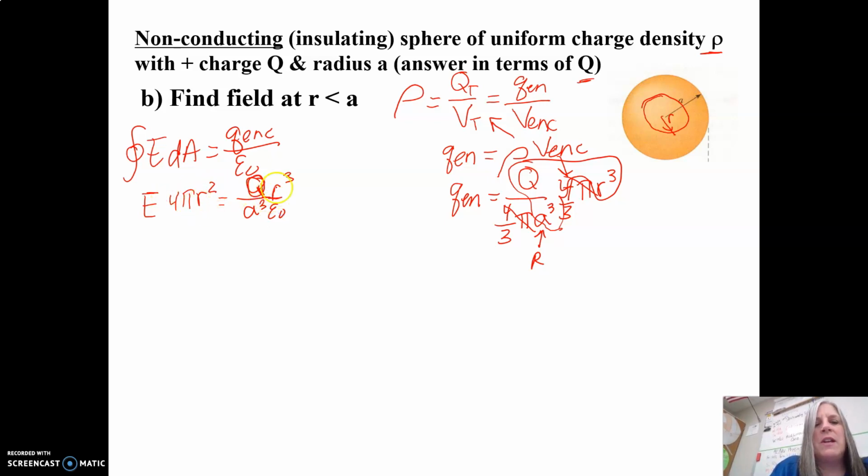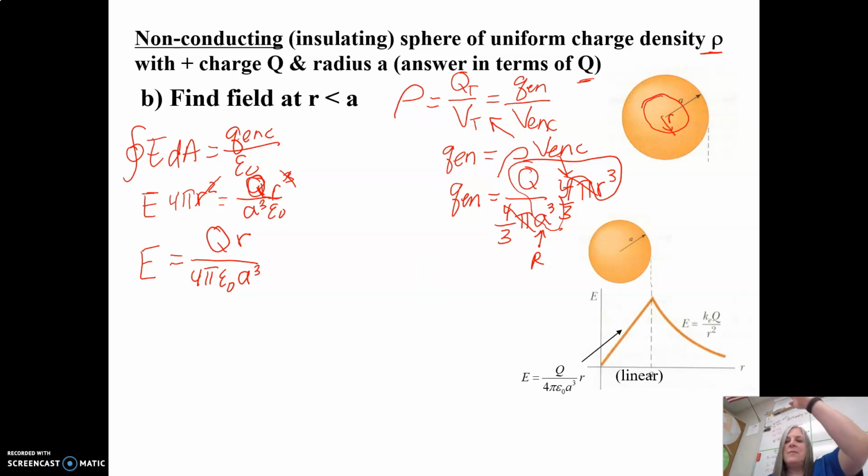And so when we go to rearrange this, notice this is r cubed and this is r squared, so this is going to cancel with that. And I'm left with, when I rearrange this, the electric field inside a non-conducting sphere is Q times r over 4 pi epsilon naught a cubed. So what that means is that when I'm inside a sphere, my electric field is going to increase linearly until I get to the radius, which in this case is a.